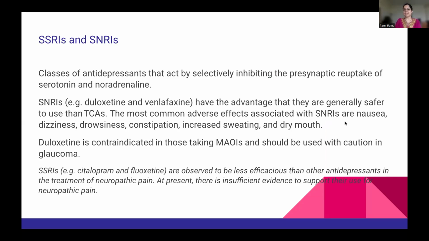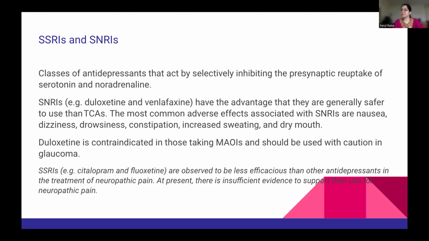Coming to the SSRIs and SNRIs. These classes of antidepressants act by selectively inhibiting the presynaptic reuptake of serotonin and noradrenaline. SNRIs are usually preferred as analgesics, whereas SSRIs have not found much benefit. Among SNRIs, we have duloxetine and venlafaxine.